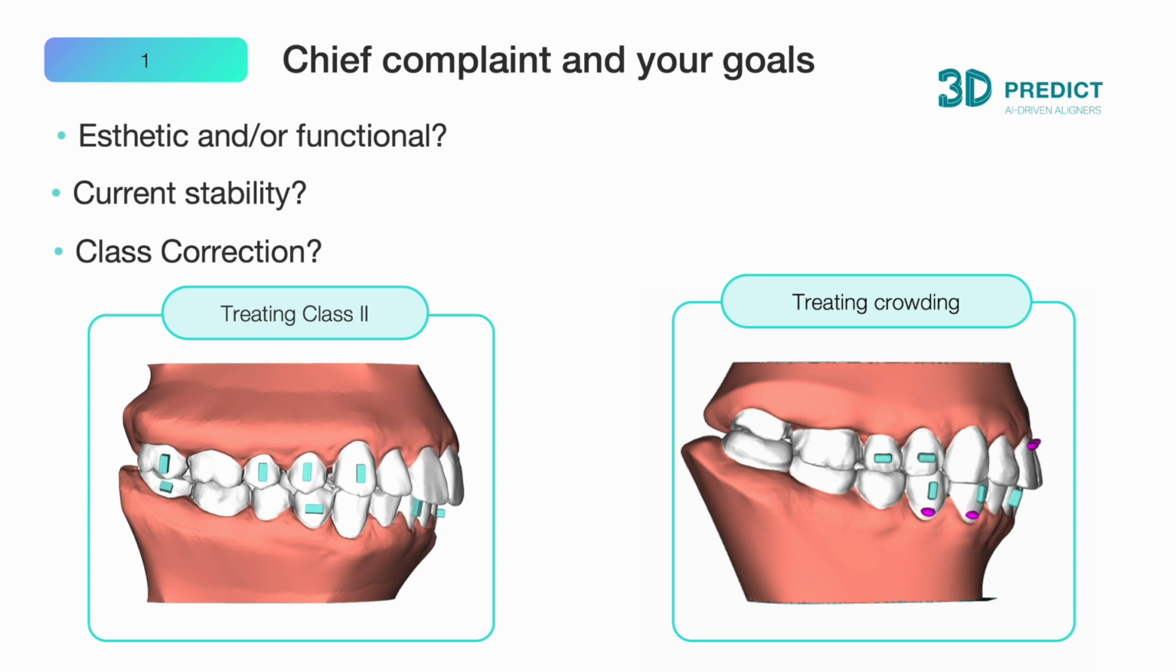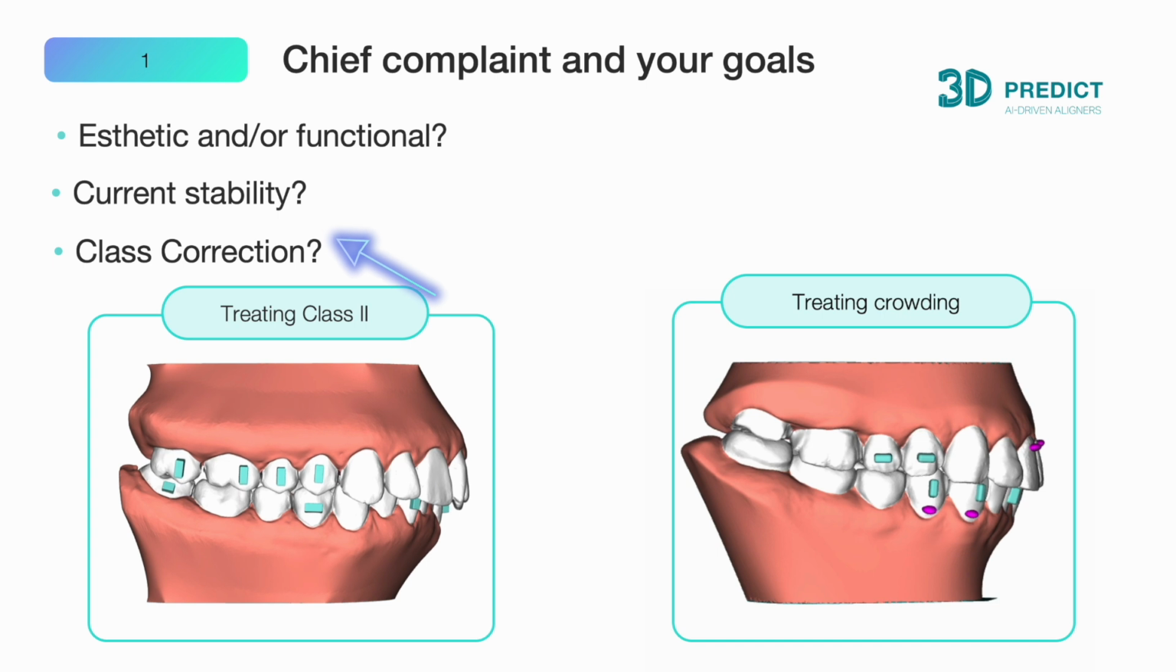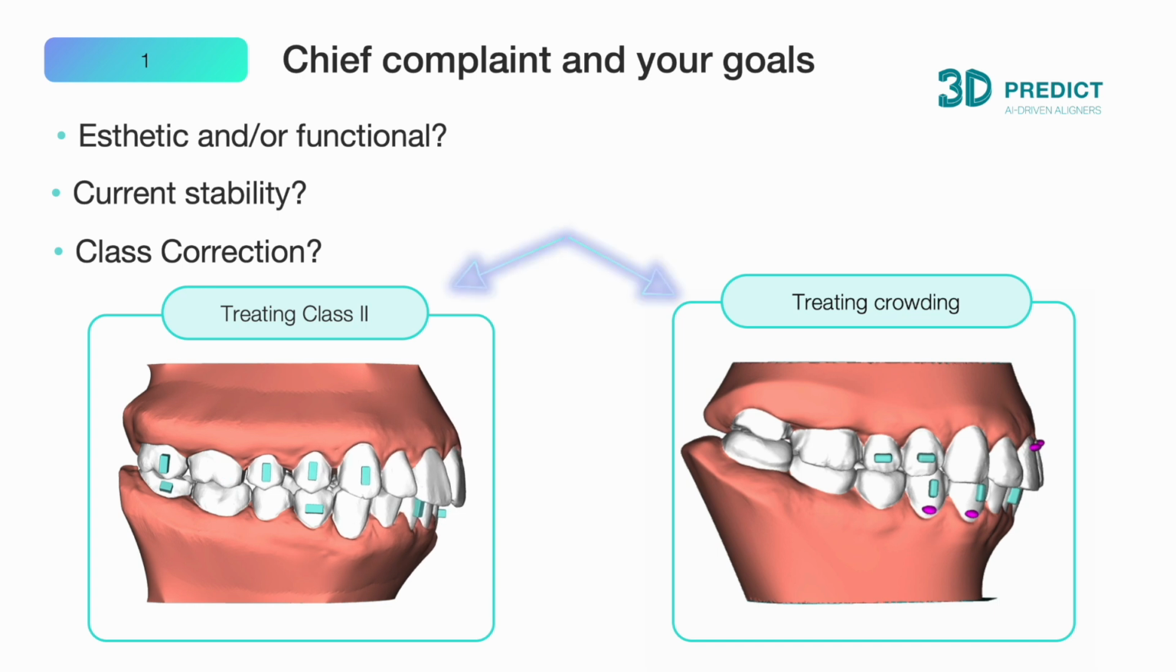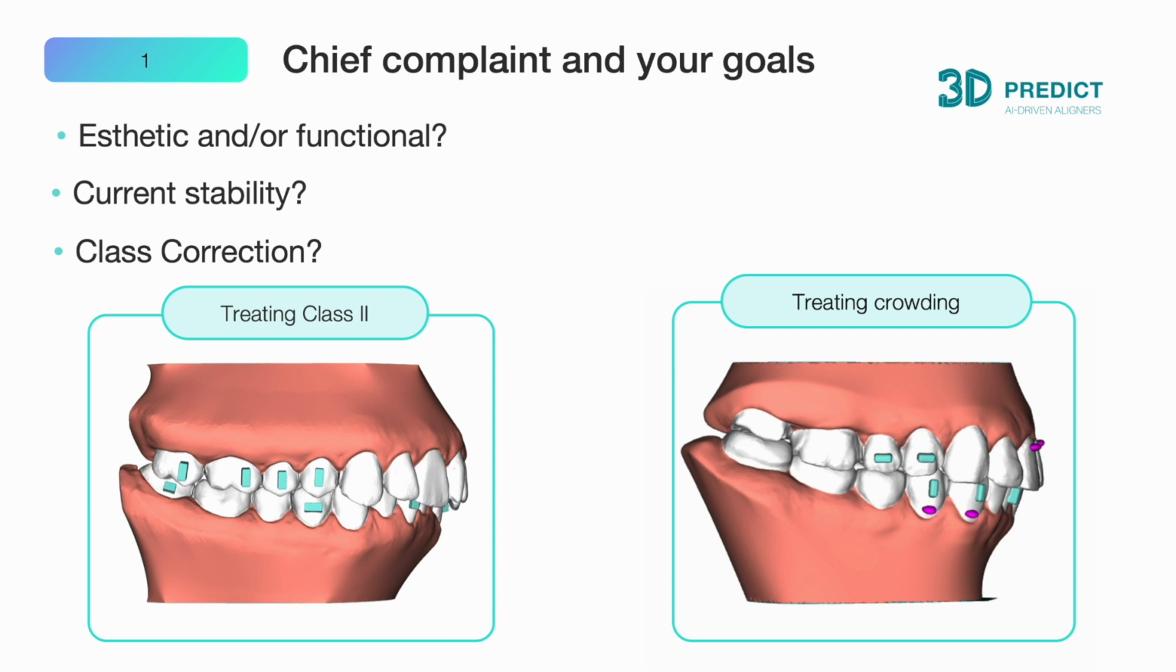Is the patient stable in their current occlusion? And so, do I really need to proceed with class correction? A great example is shown right here. Both of these are class 2 patients, but the way we're treating them has different goals, with one being class corrected and not the other. We will discuss more in a dedicated video.